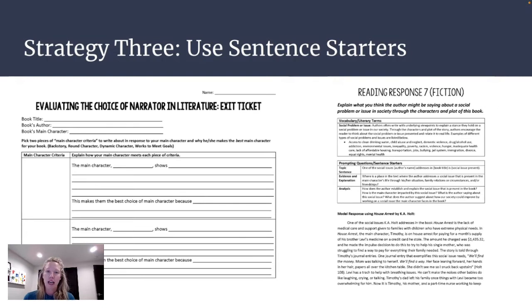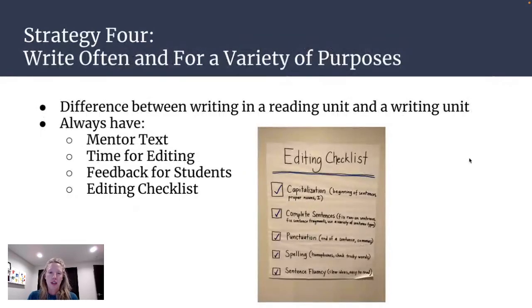You're just eliminating that barrier, teaching them how to flip a question, teaching them how to start a sentence in a strong way, and that will eventually transfer into their own writing as they're initiating that in your class and other classes. The next strategy, strategy number 4, is to have students write often and for a variety of purposes.